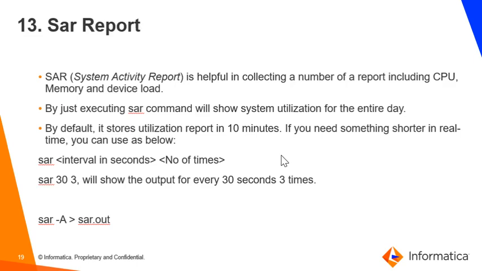If you need something in real time, we can use the command as below: SAR, interval in seconds, and number of times or number of iterations we need to collect the SAR output. For example, here I have used SAR 30 space 3. It will show the output every 30 seconds, 3 times. We can also store the output of a SAR report to a file. You can use SAR -A and redirect the output to the SAR.out file and share the SAR report with us.